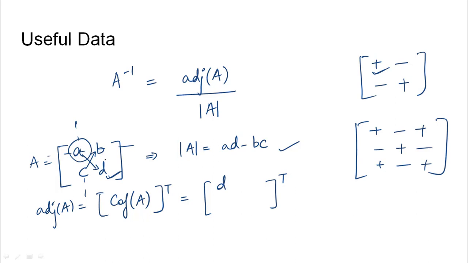Then we take B. We remove the row and column corresponding to this element. The element that remains is C, so we put minus C here. Similarly, for C we put B here along with a minus sign, and for D we put A. Taking its transpose, it gives D, minus C, minus B, A. This will be divided by the determinant obtained in the previous step. So for a 2 cross 2 matrix, the principal diagonal elements are interchanged and the two elements across the secondary diagonal are negated in order to find the inverse of the matrix.